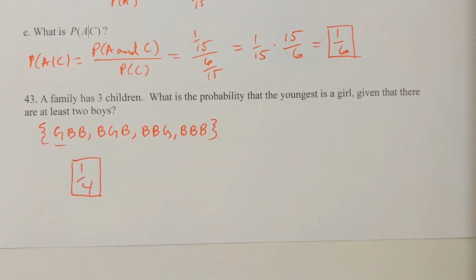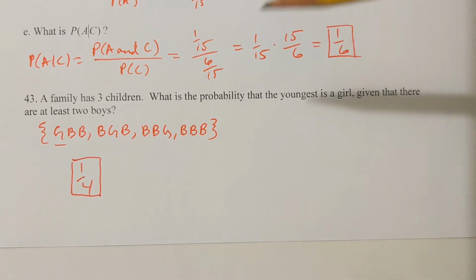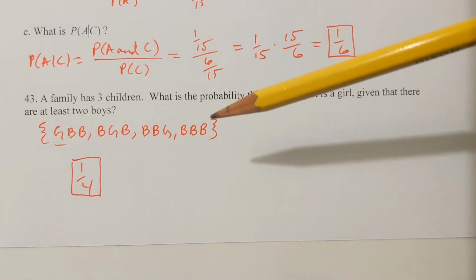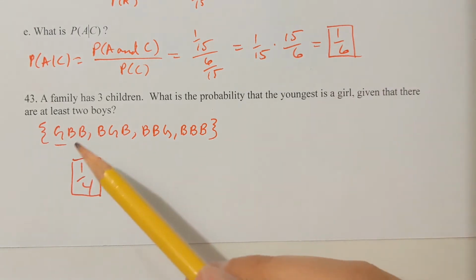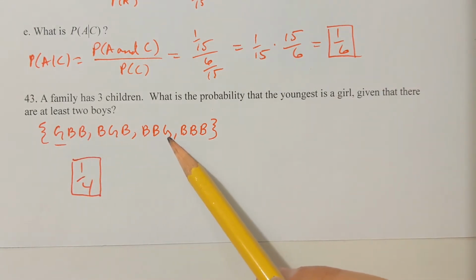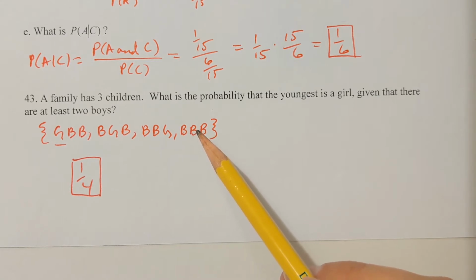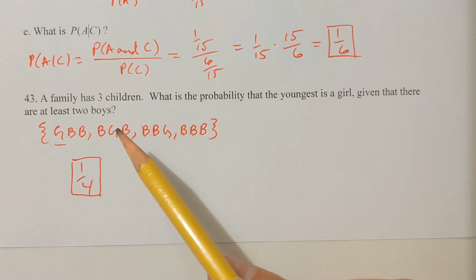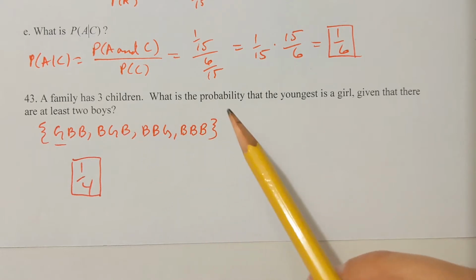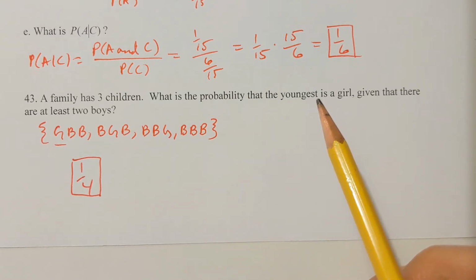Problem 43. A family has 3 children. What is the probability that the youngest is a girl, given that there are at least 2 boys? At least 2 boys means 2 boys or more. So the one girl can be born either first, second, or third, or all 3 of the children are boys. They have at least 2 boys. So what is the probability that the youngest is a girl?